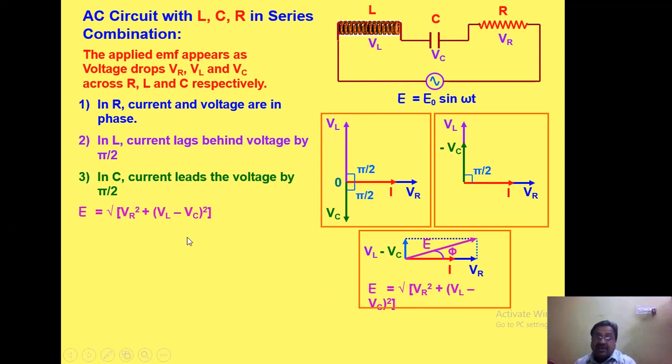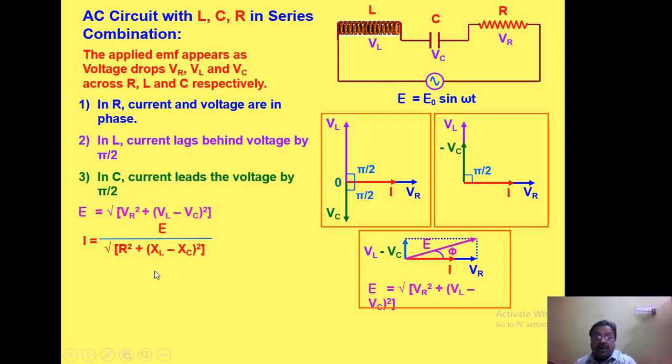So that is the resultant EMF E, and the direction of the resultant EMF is given by this angle phi. Here you see phi is the angle between I and E. That is the phase difference between applied EMF E and the current I flowing through the circuit. According to Ohm's law, current equals EMF by net impedance.